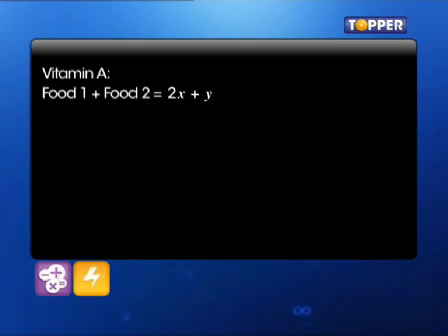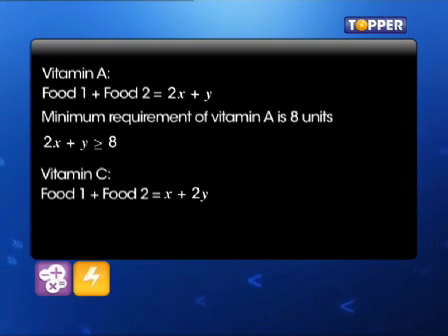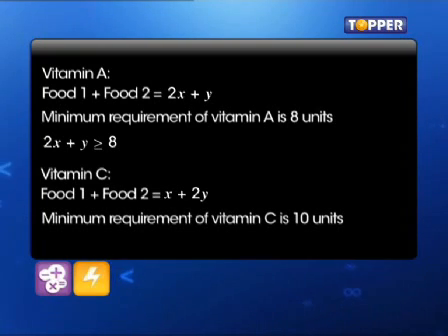But the minimum requirement of vitamin A is, remember, 8 units, which means we must have 2x plus y greater than or equal to 8. Remember your inequalities. Similarly, the total amount of vitamin C in the mixture is given by, you guessed it, x plus 2y units, and the minimum requirement of vitamin C is 10 units. So we must have x plus 2y greater than or equal to 10.